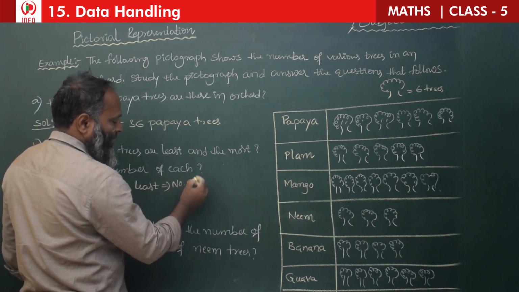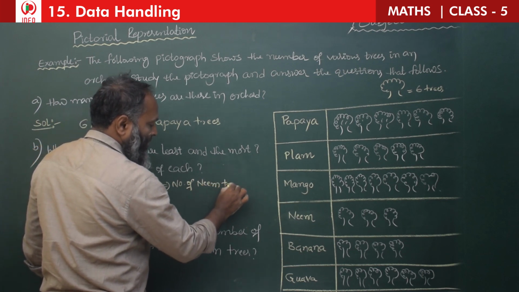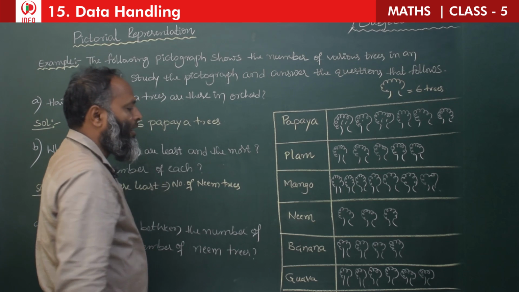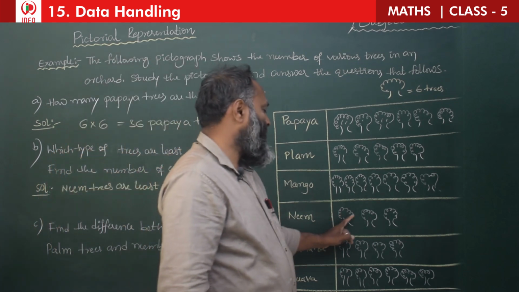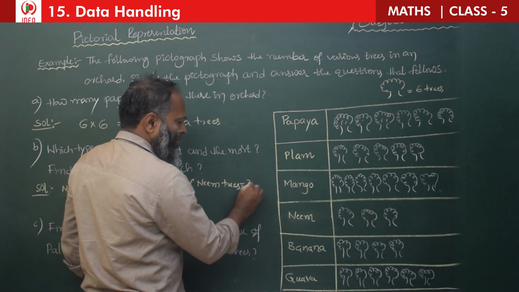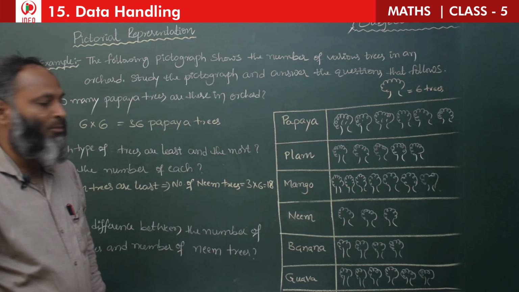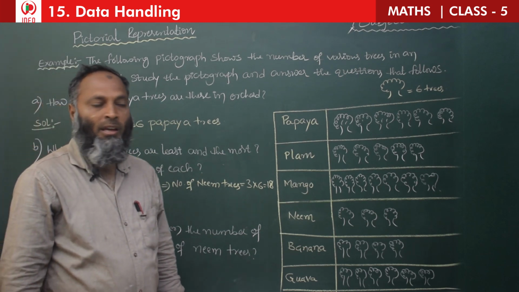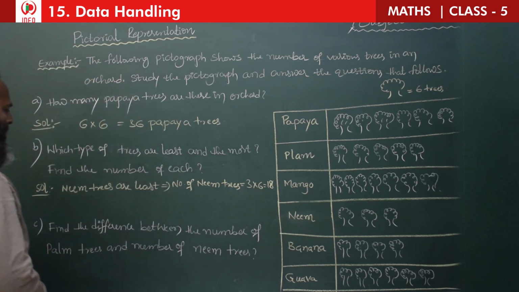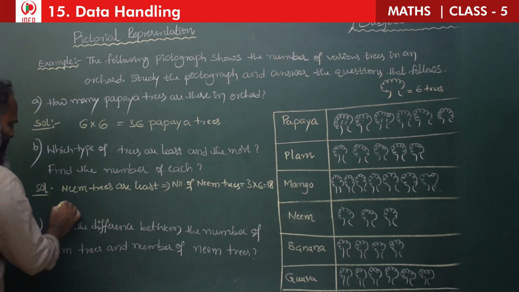How many neem trees are there here? 1, 2, 3. 3 into 6, that is 3 sixes are 18. 18 neem trees were there. So neem trees are least in number. Then mangoes.